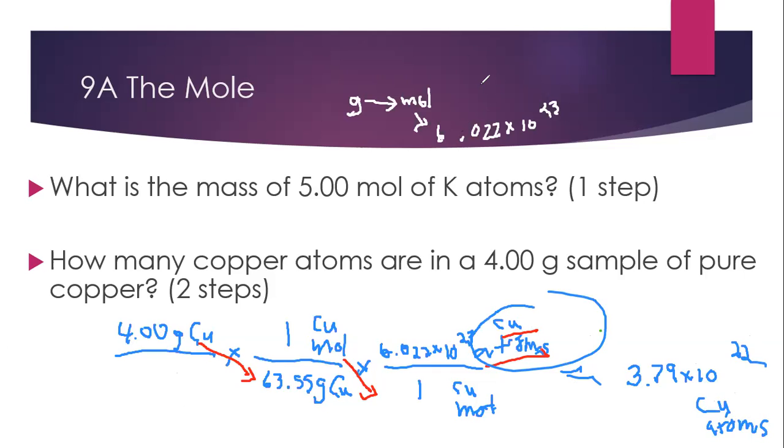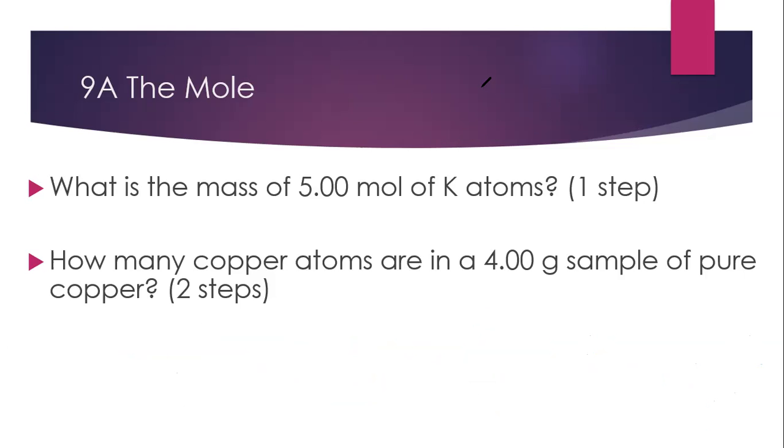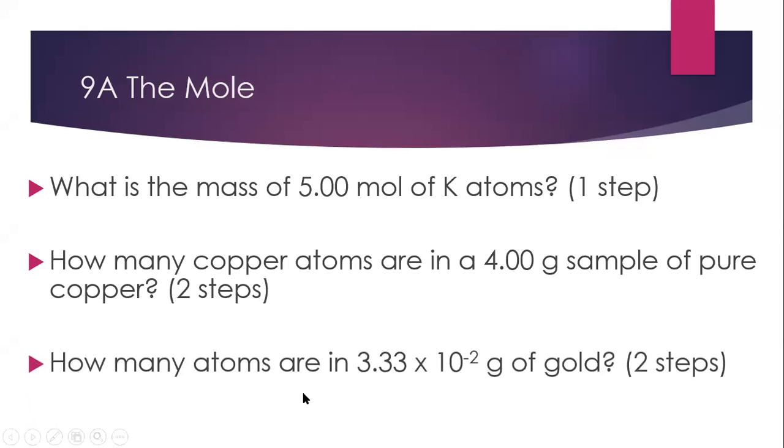And we'll go ahead and clear this. And there is one more problem, I believe. Okay, how many atoms are in 3.33 times 10 to the negative 2 grams of gold? Okay, so this is starting with grams of gold and going to atoms again.